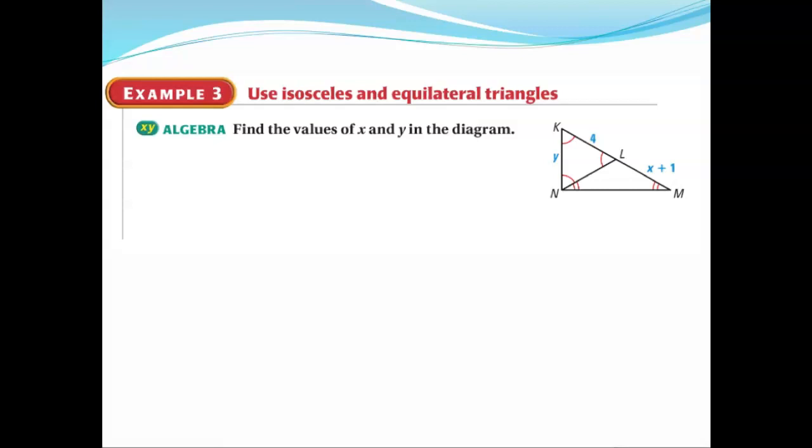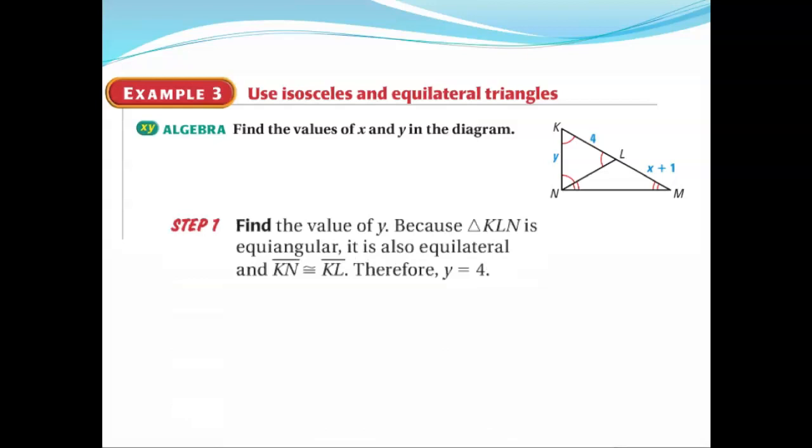Let's start with y. So since we know that triangle KLN is equiangular, that means it must also be equilateral. That means that all the sides have to be equal. So if KL is equal to 4, that means that KN must also equal 4. So y has to equal 4.